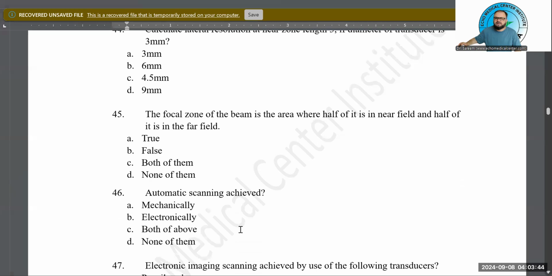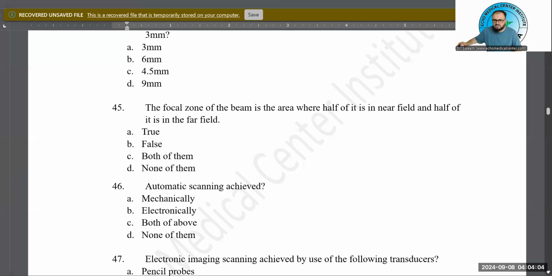Okay. Automatic scanning is achieved mechanically, electronically, both mechanically and electronically, or none of them? B is the correct answer because it's automatic, it's out of our control. That is electronically achieved. Absolutely correct.